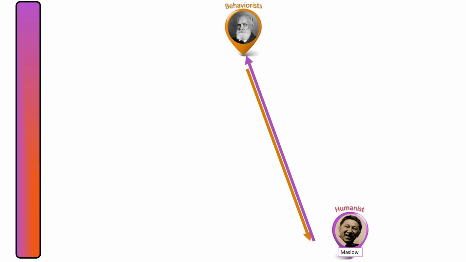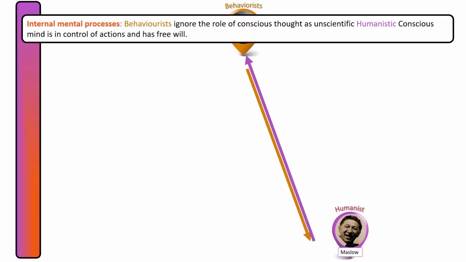So when it comes to internal mental processes, the behaviorists will ignore the role of conscious thought. They suggest it's completely unscientific to consider mental processes because they can't be directly measured. Humanistic psychologists, however, don't really care about the scientific process. They consider internal mental processes to be the conscious mind, and that it's in control of all actions and has complete free will to make any decision.